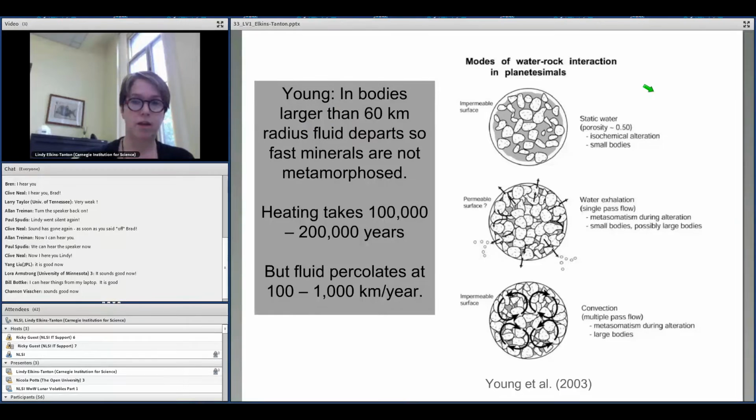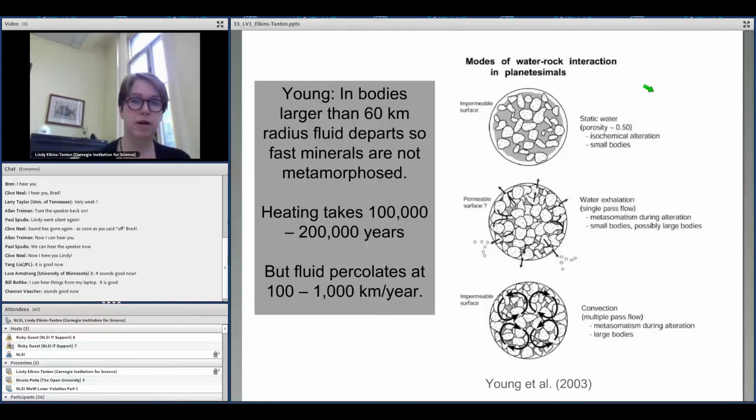So this is something that Ed Young has looked at extensively in what is the water-rock interaction. Because as you heat up these chondrites, first they melt the ices, and then water and other volatiles start to percolate through them. And what he found was that in bodies smaller than 60 kilometers, fluid would just percolate around on the inside and really not be lost through the surface. And so small warm bodies would retain all of their volatiles.